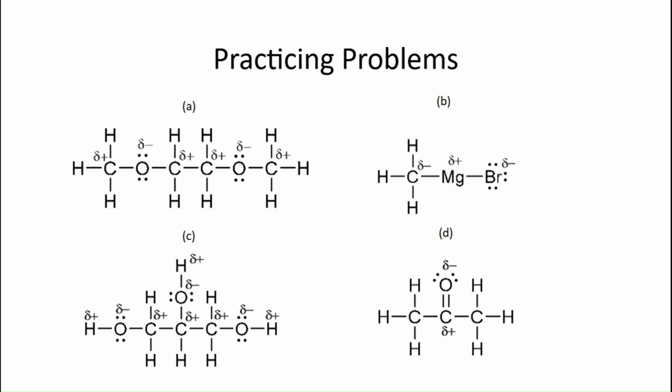Also, bromine is more electronegative than magnesium, so in an MgBr bond, the Br will be electron-rich delta minus, and the Mg will be electron-poor delta plus.